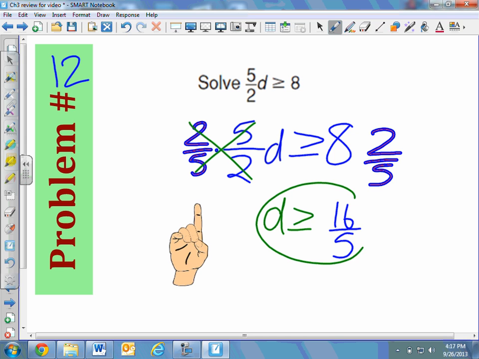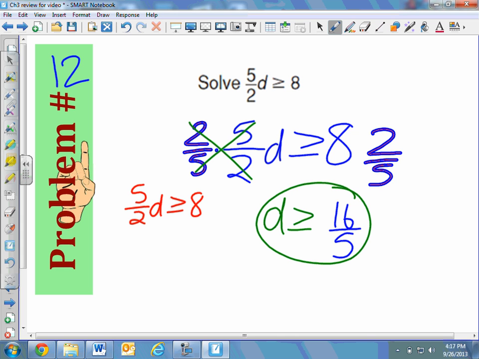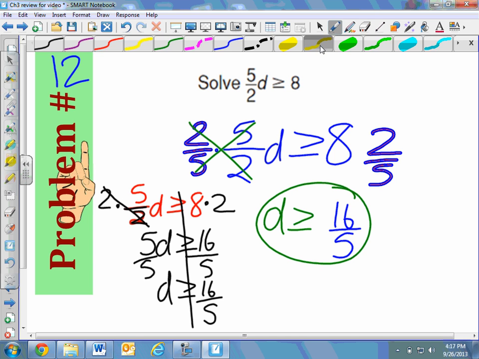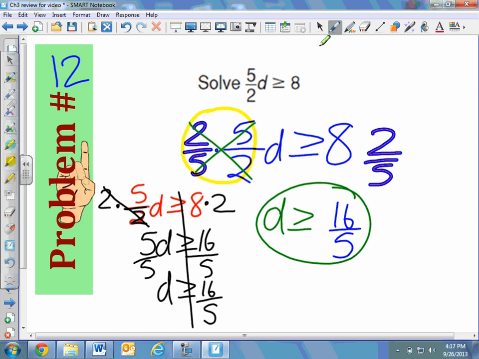That's it. Now, what if you wanted to do it differently? I'm going to show you another way real quick. You could have done it in steps. You could have done times 2 first, because this is like dividing by 2. So I'm going to do times 2 times 2. Those 2's cancel. 5D is greater than or equal to 16. And then the last thing you got to do is divide by 5. D is greater than or equal to 16/5, which is the same answer. Whatever you decide to do, I prefer the short way with the reciprocal, because those cancel right away.